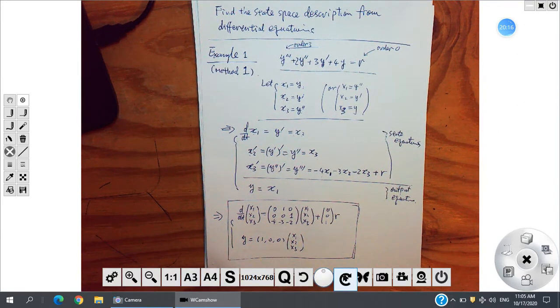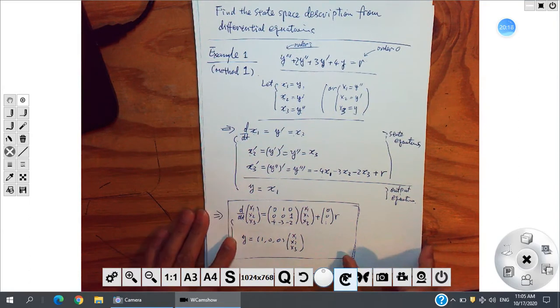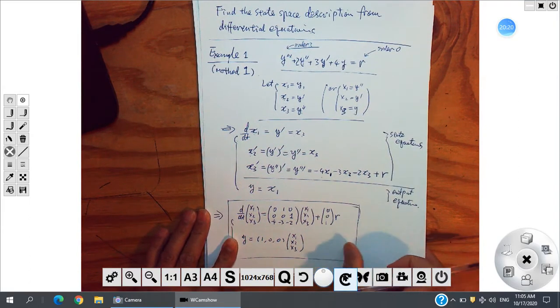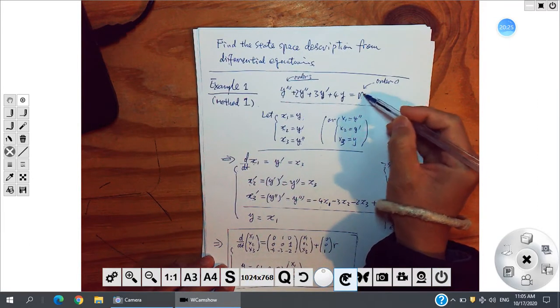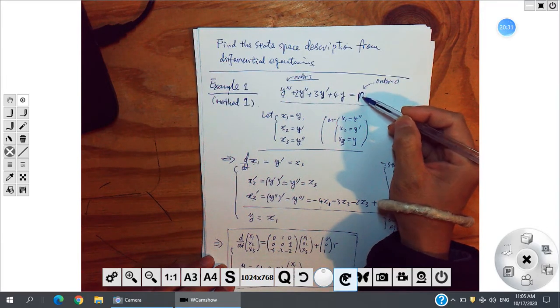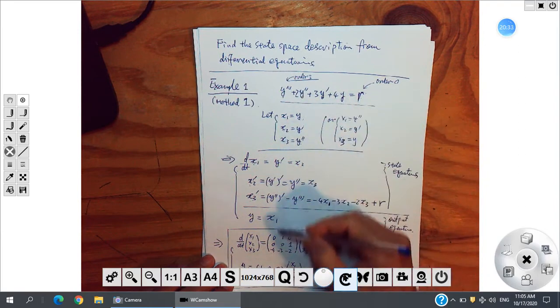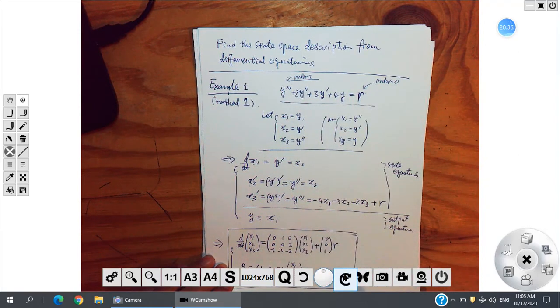Okay, this is the first method. But in this method, we have a requirement. On the input side, you can only have the input itself. If you have a derivative there, you cannot use this method. Now we check the second method.